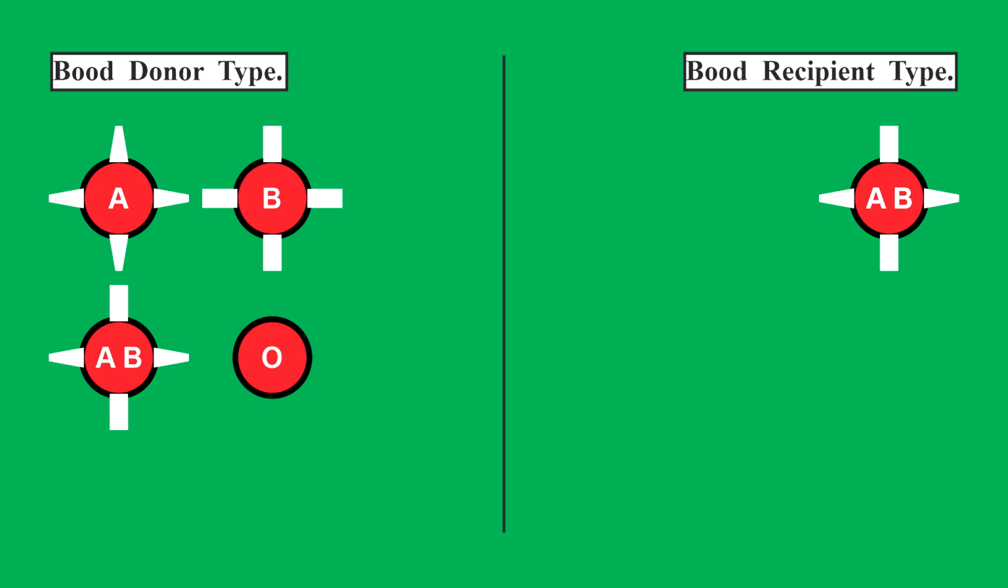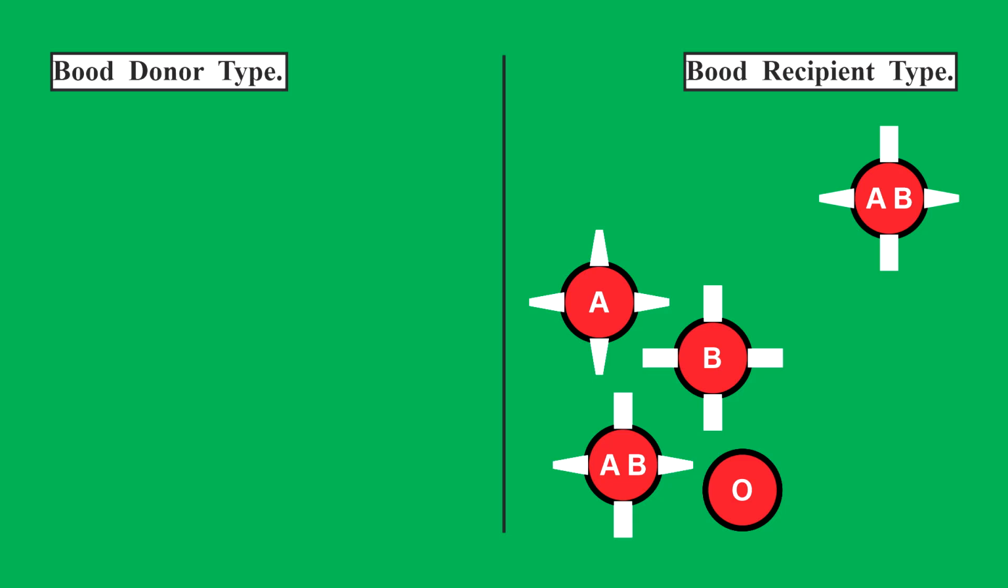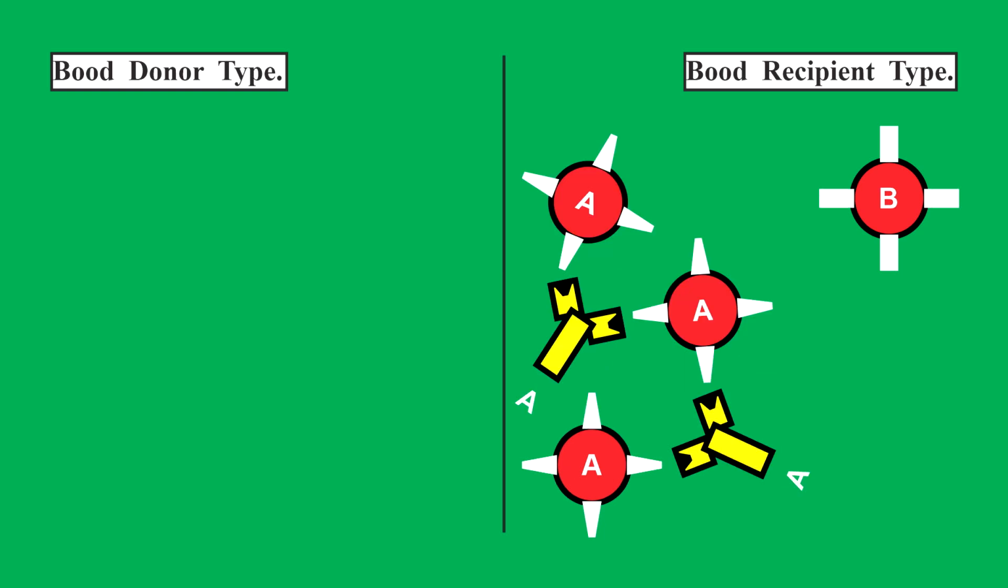Now let's say you have blood type AB. You can get a blood transfusion from any blood type because you have no antibodies to go after either antigen, so your immune system will accept any blood type.